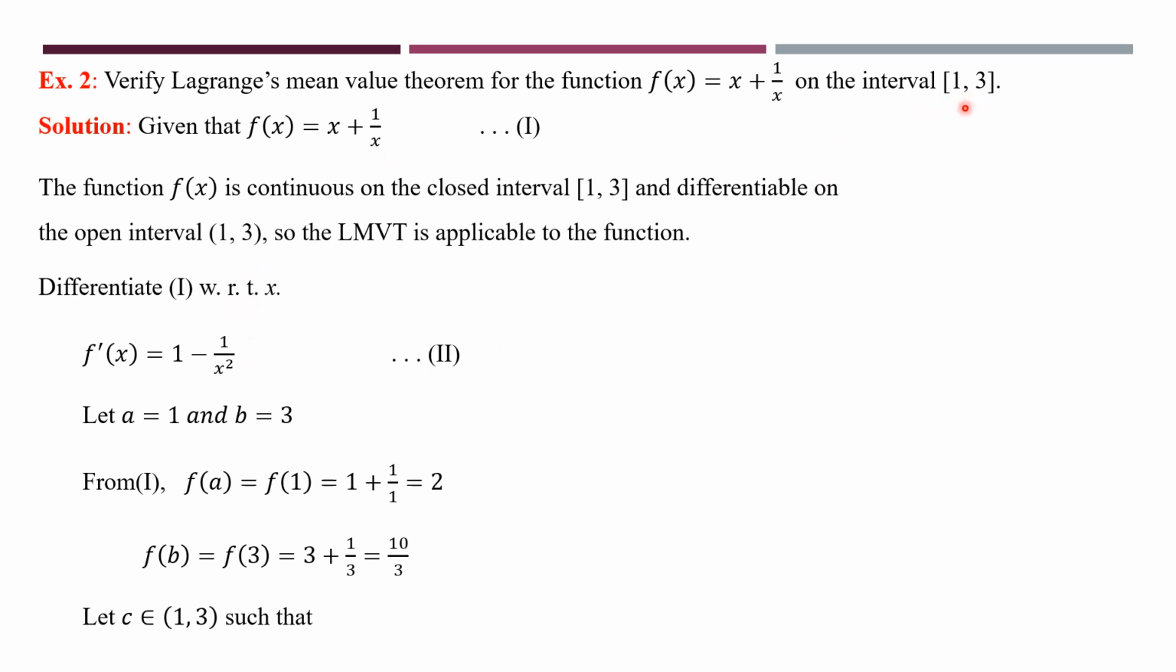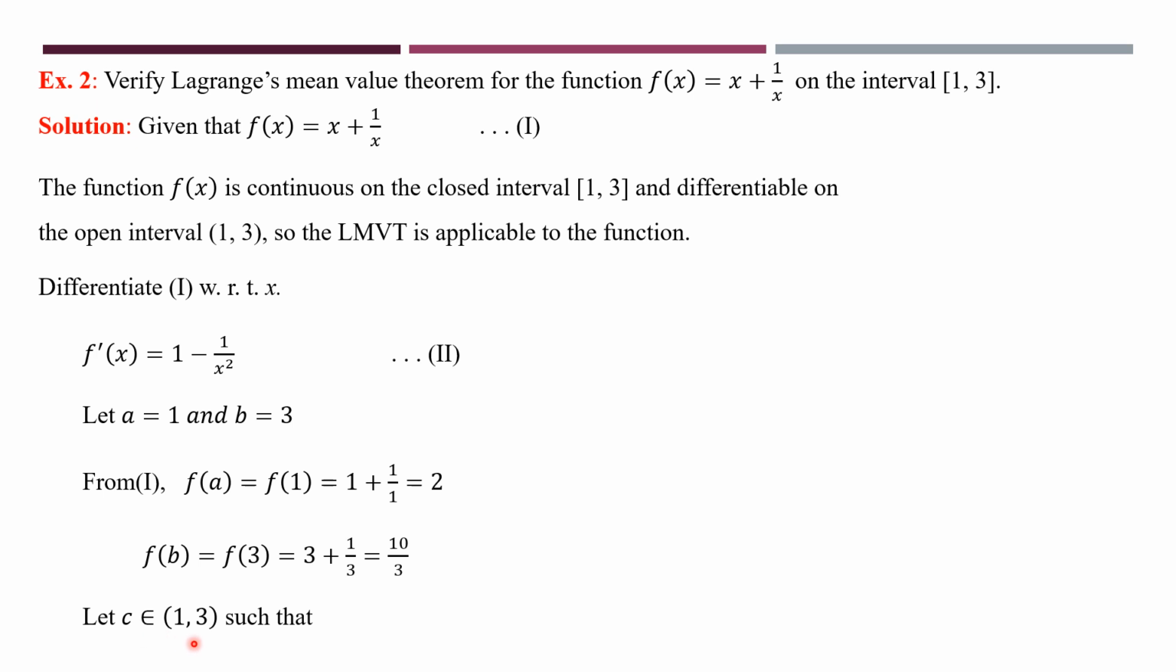Here the interval is 1 to 3, hence a = 1, b = 3. Find the values of f(a) and f(b). That is, f(a) = f(1). Put x = 1, then we get 1 + 1/1, that is 1 + 1 = 2. f(b) = f(3). Put x = 3, then 3 + 1/3. Take 3 as the LCM, then cross multiply: 3 into 3 is 9, plus 1, that is 10/3.